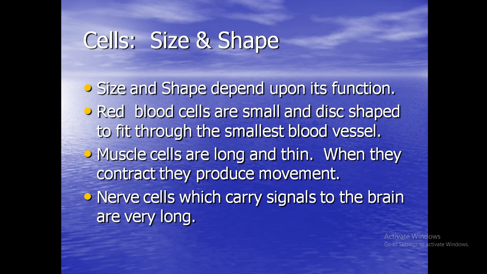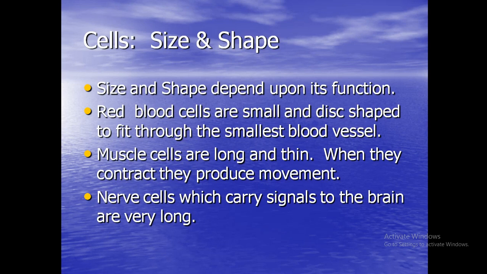For example, the nerve cells which you have seen, it is long, elongated. Why? It is the shape and size depends on its function, because these nerve cells, they are meant to carry the electrical signals. So that's why they are long, linear, elongated. That means the size and shape depends upon the function.